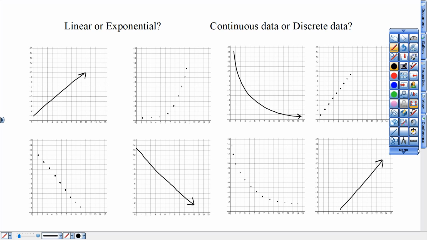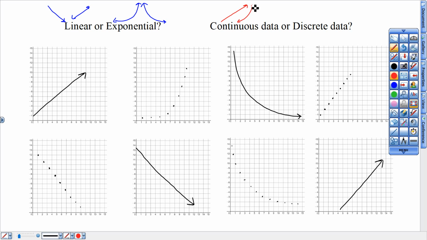So here we go. Based on just looking at graphs here, they're going to have you tell me if it's linear or exponential, and then the next category, continuous or discrete. Linear means straight line, exponential means that curved line, whether it be going up like that or going down. Anything curved, exponential. Anything straight is linear. Continuous means any graph data has a line drawn through it.